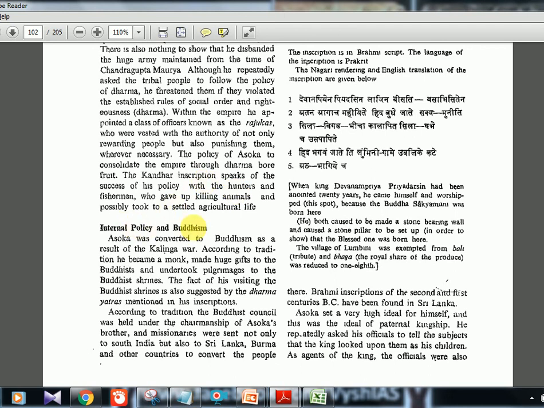Internal policy and Buddhism. Ashoka was converted to Buddhism as a result of the Kalinga War. According to the tradition, he became a monk, made huge gifts to the Buddhists, and undertook pilgrimage to the Buddhist shrine. The fact of his visiting the Buddhist shrines is also suggested by the Dharma Yatras mentioned in his inscriptions. According to tradition, the Buddhist council was held under the chairmanship of Ashoka's brother, and missionaries were sent not only to South India but also to Sri Lanka, Burma, and other countries to convert the people.